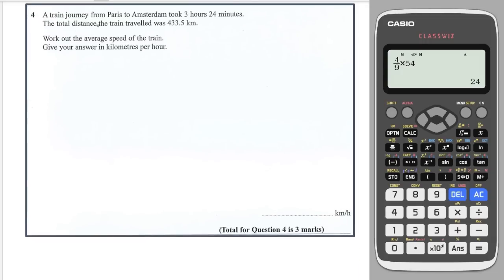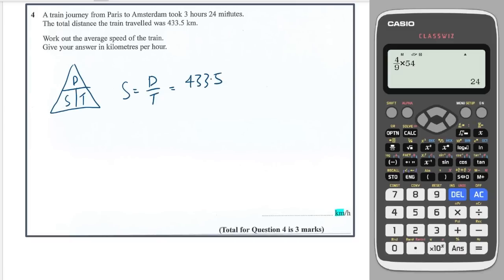Question 4. A train journey from Paris to Amsterdam took 3 hours and 24 minutes, and the total distance was 433.5. Average speed. Okay, so I draw a little triangle like this: speed, distance, time. So the speed is equal to the distance over the time. The distance is given in kilometers, which is good, because right down here it needs to be in kilometers.